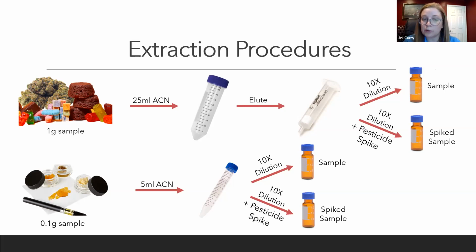And we did the same thing with our chemical or derivative product. And you can see it's 0.1 grams of sample, 5 mL of acetonitrile, sonicate, vortex, get it all dissolved, then make another 10x dilution for the sample, and then a 10x dilution plus that pesticide spike.